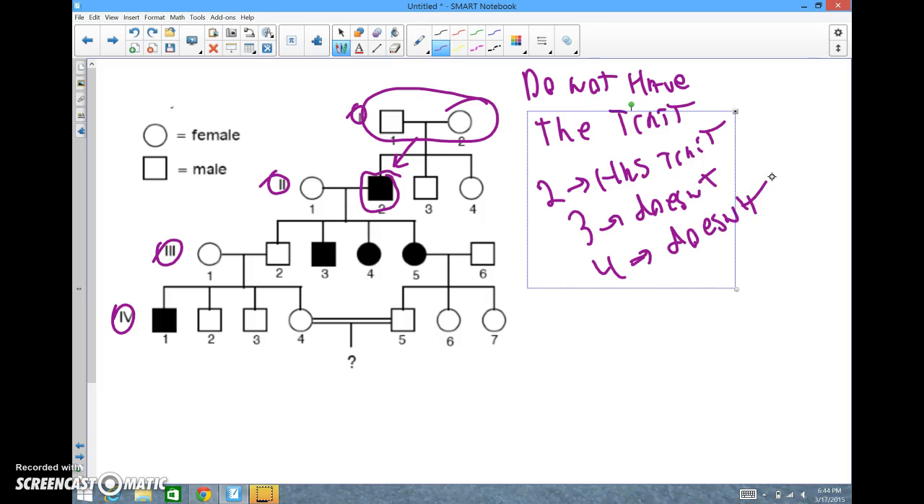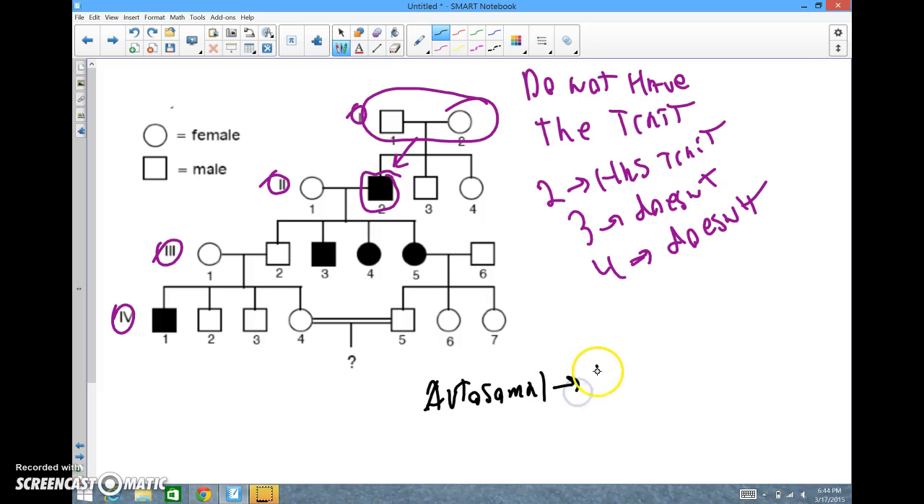Okay? So one of the common questions you can be asked about something like this is what kind of genetics is going on here? How are these traits being passed on? And the answer, in this case, is autosomal, so it's Mendelian simple dominance. And in this case, the trait is recessive. So I'm sure you're asking yourself, how do I know that?